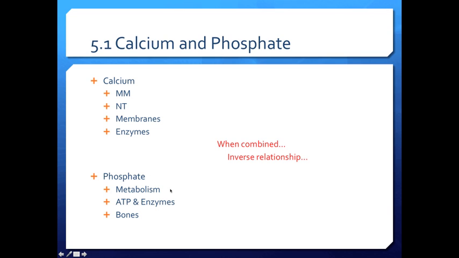Phosphate, in turn, has a role in metabolism. We know that phosphate is one of the components of high-energy molecules that are used as fuel for cellular processes, such as ATP. We also know that some of the enzymes get activated once a phosphate group is attached to them. That process is called phosphorylation. We also know that phosphate is stored in bones as well. I should probably also mention that calcium is stored in its greater majority in bone tissue.